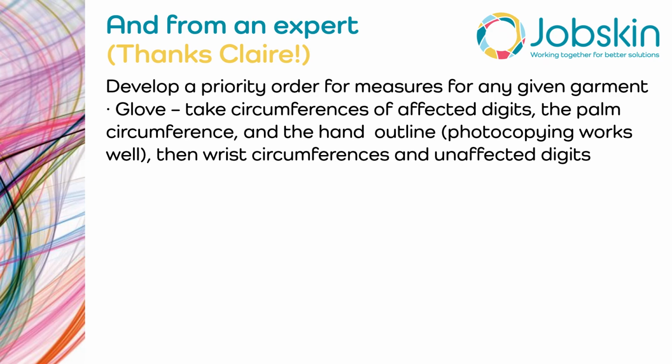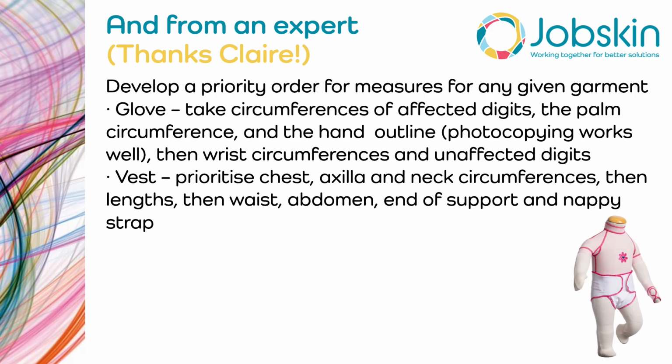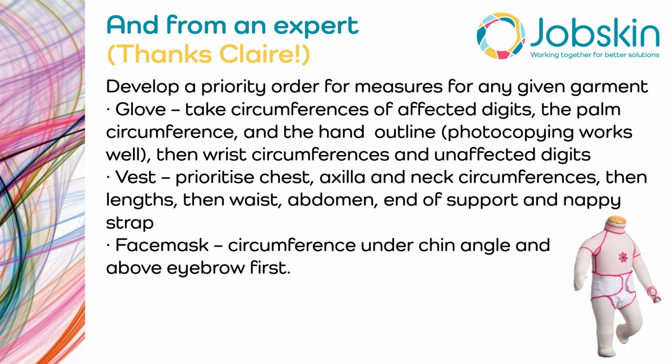Because if the unaffected digits are a little bit too loose, that doesn't matter. It matters where in the affected digits. For a vest, prioritise the chest, the axilla and the neck circumferences, then the lengths, then the waist, abdomen and the end of support, and a nappy strap. So it's definitely in a priority order, but they're the most critical measurements.